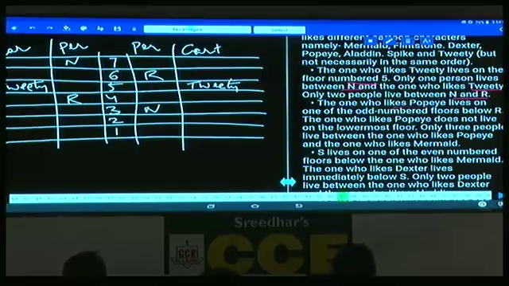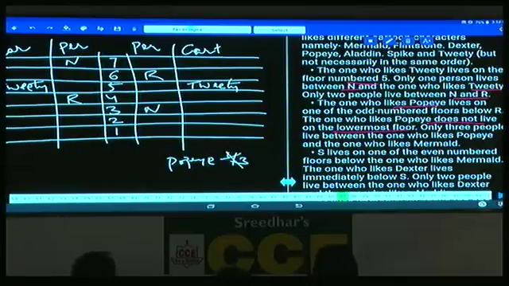The one who likes Poppy lives on one of the odd number floors below R. Below R means in this one, Poppy can be either 3rd or 1st. And this Poppy is on 1 or 3. In this one also below R, Poppy can be either 1 or 3, isn't it? But whereas any information here, Poppy does not live on the lowermost floor. Hence Poppy on the 1st floor is ruled out. And this Poppy will be on the 3rd floor. And this Poppy will be on the 3rd floor.